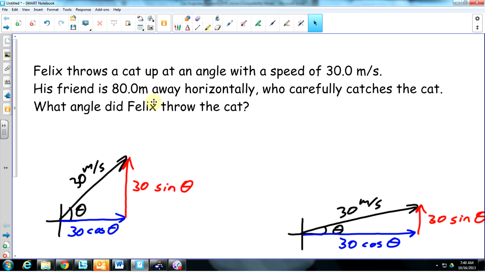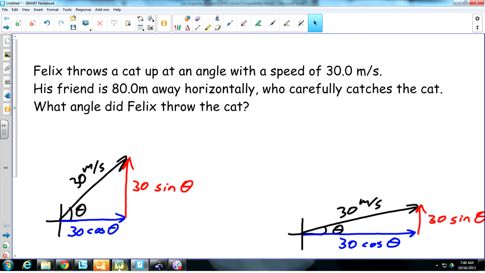The angle that Felix threw the cat is unknown. It could be really shallow like this one. It could be steeper. We're really not sure. But we can write an equation for the vertical component of the velocity, which would be 30 sine theta. We can write an equation for the horizontal component, which would be 30 cosine theta. And you can see, since we don't know the angle, we could have different shapes here. It could be like this. It could be like this. It could be even steeper. I'm really not sure. But it's going to go 80 meters horizontally.